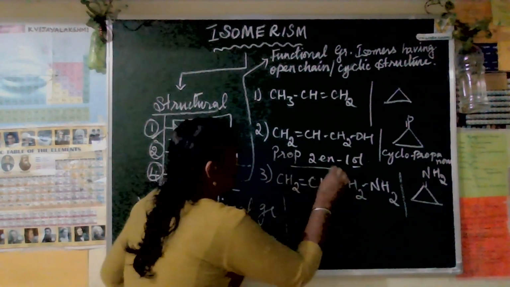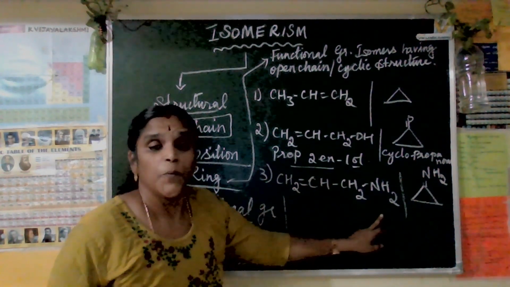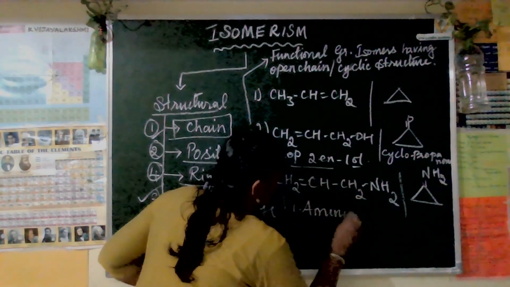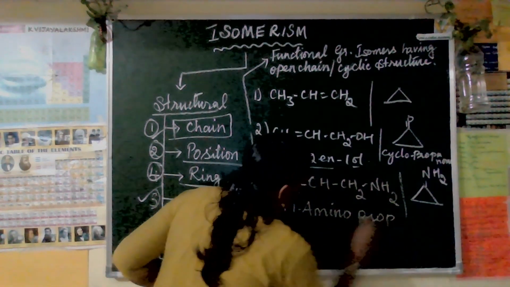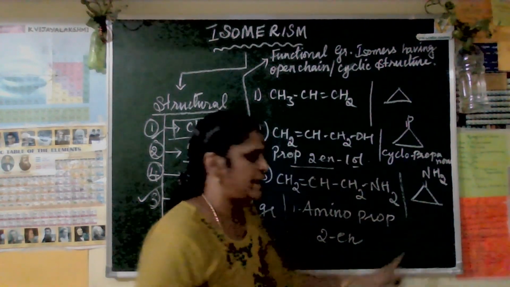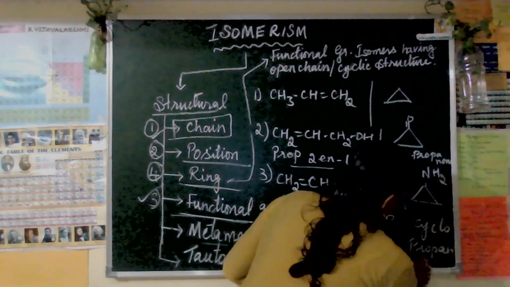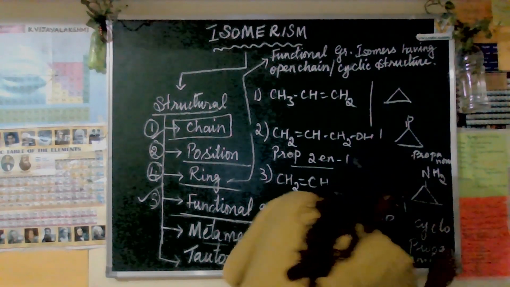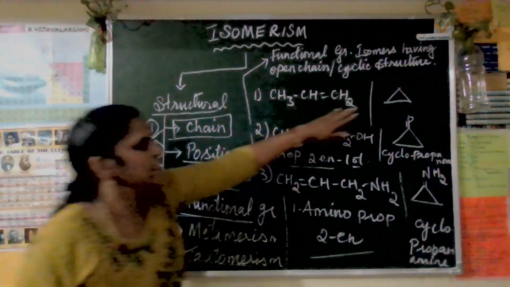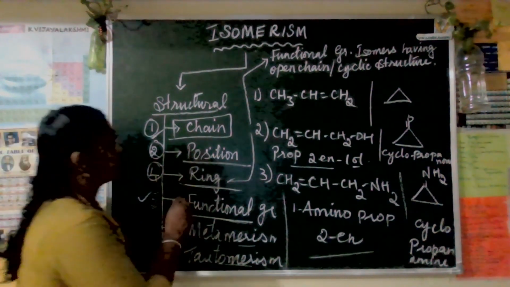And now the next one here. The same way, prop-2-en-1-amine. Then the same way here, cyclopropanamine. Okay, so this is the way we can identify. Hope you're clear with this. Easily we can identify. So this is the way we can identify ring isomers.